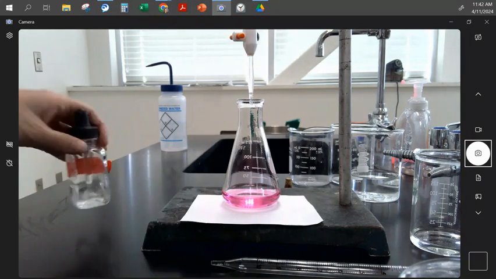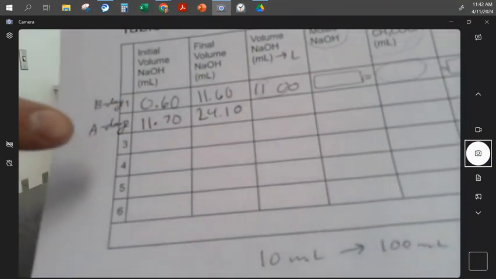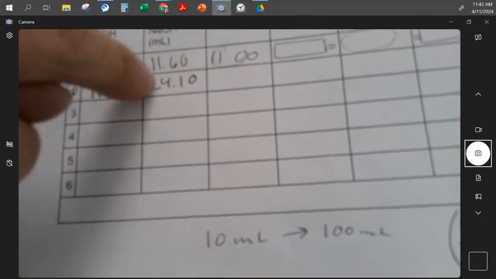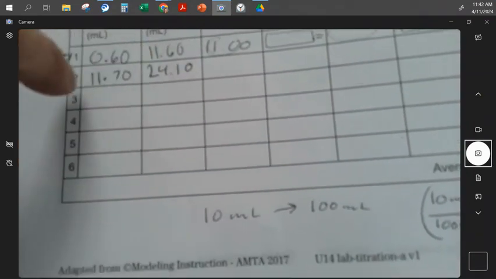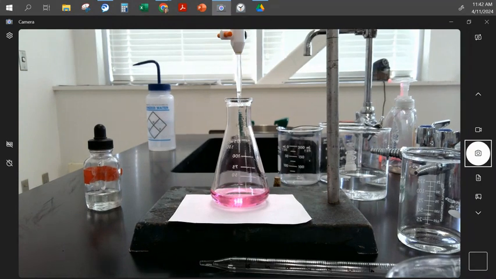Okay, so now I wrote down on my paper where I started and where I ended, and then how much I actually used is this difference. So I'm going to do 24.1 minus 11.7. I don't know what that is, so I'll do that later. Okay, so let's see, what else do we need to do? Oh, let's do that.